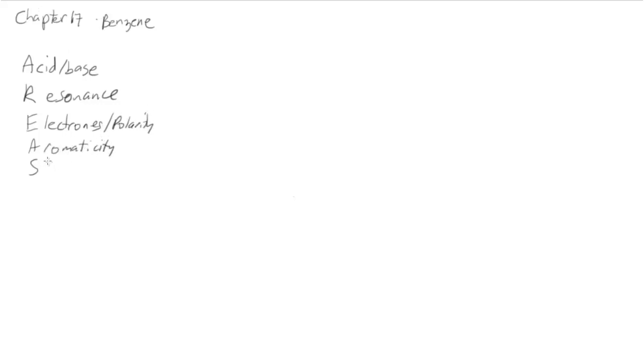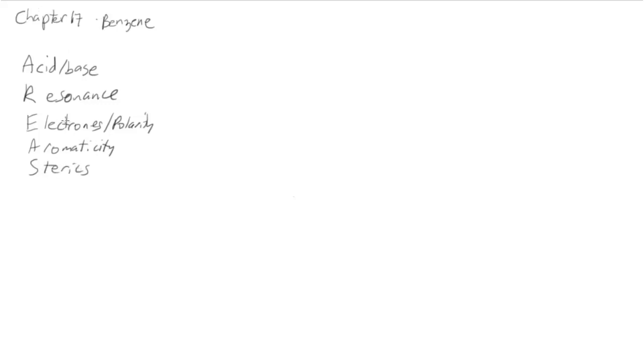In Chapter 17, we'll finally start talking about benzene and aromaticity. If you remember throughout the course, we've been talking about the 5 keys to organic chemistry, and the way to remember them is areas. So with A, we have acid-base, R is resonance, E, electronegativity polarity, second A, aromaticity, and S, sterics.